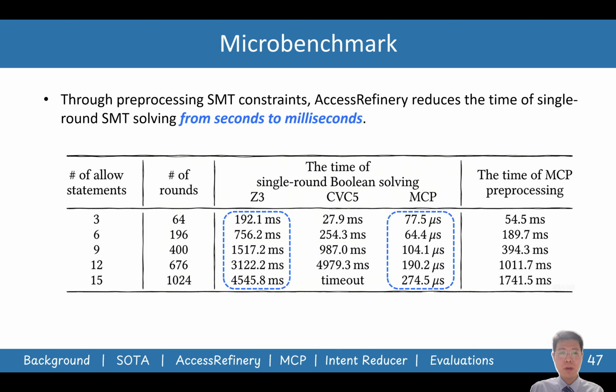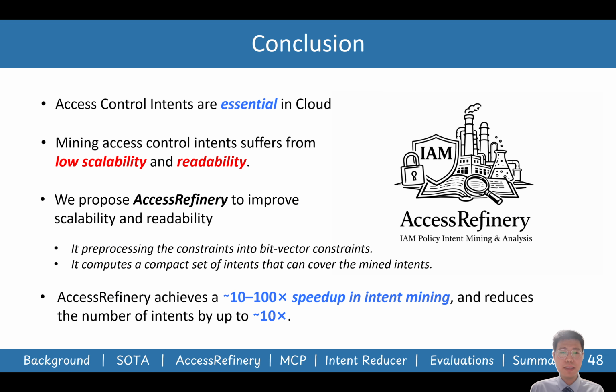Next, we conduct a micro-benchmark experiment. The results show that with a small pre-processing overhead, MCP enables AccessRefinery to reduce the time of single-run SMT solving from seconds to milliseconds. Finally, we summarize.